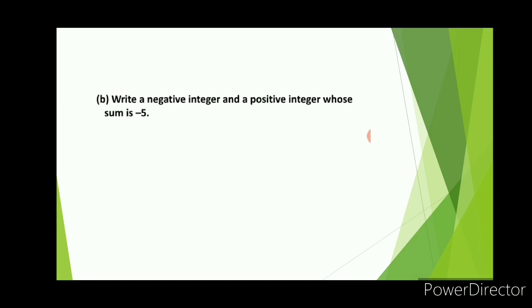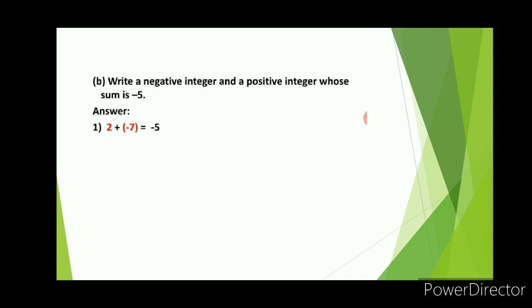Write a negative integer and a positive integer whose sum is -5. Here particularly they are asking, one is a negative integer, another one is a positive integer whose sum is -5. So in between the two integers there should be which sign? Yes, plus sign. We'll check the answer.